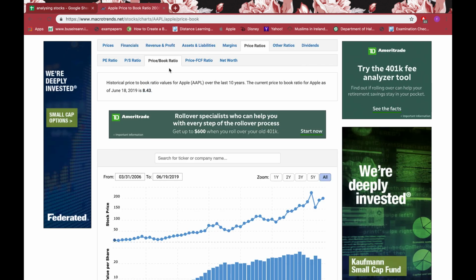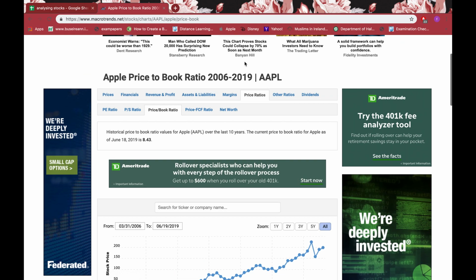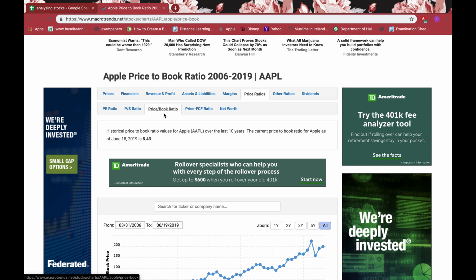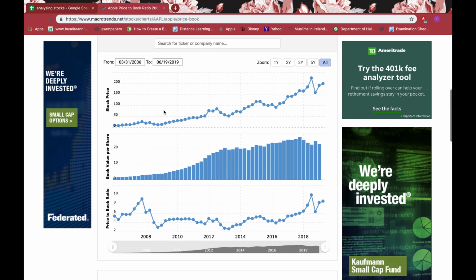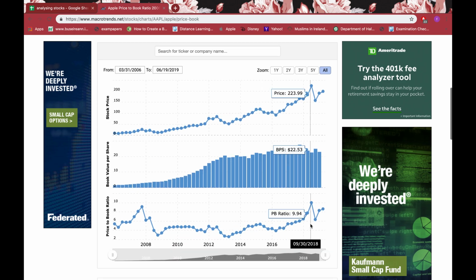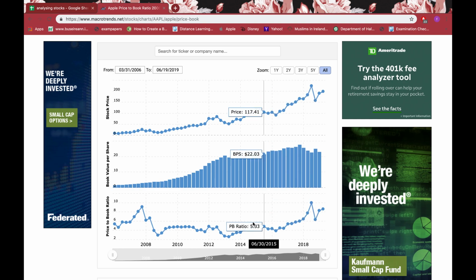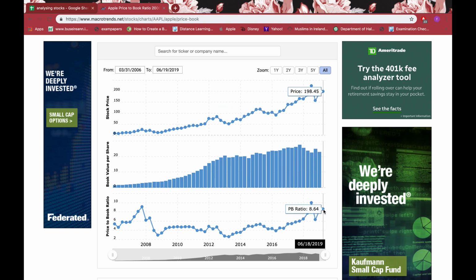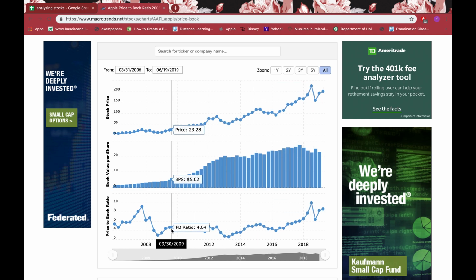So if you see here the price ratios, if you click on the price ratios and go to the price to book ratio, you can see that the ratio says Apple is approximately 8.64. If you look at this ratio, it's 8.64 times more costly than it should be. So it tells you if the stock is overvalued or undervalued, or if it's more expensive than it should be. To know that you're not buying it for maybe double the price, you can just look at the price to book ratio.